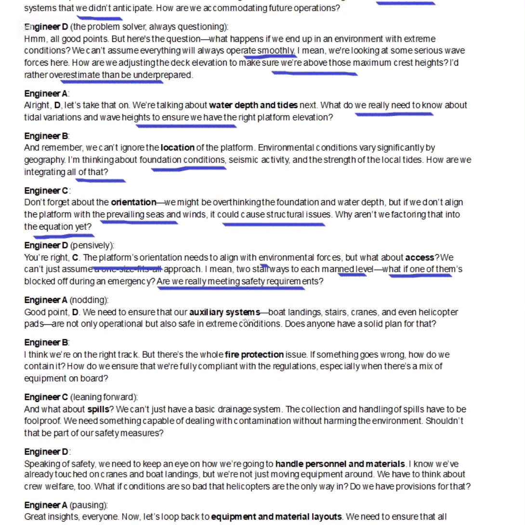We need to ensure that our auxiliary systems, boat landing stairs, cranes, and even helicopter pads are not only operational but also safe in extreme conditions. Does anyone have a solid plan for that? I think we are on the right track, but there's a whole fire protection issue. If something goes wrong, how do we contain it? How do we ensure that we are fully compliant with regulations, especially when there's a mix of equipment on board?